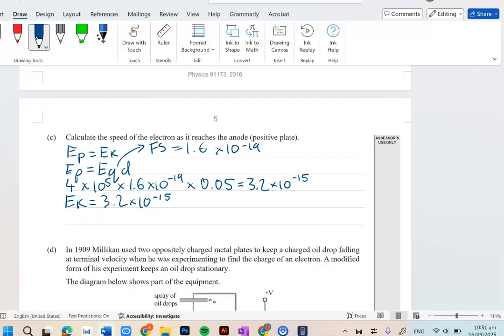So now we have our EK formula, half of mv squared. If we rearrange that, that's going to become v equals the square root of 2EK divided by m.